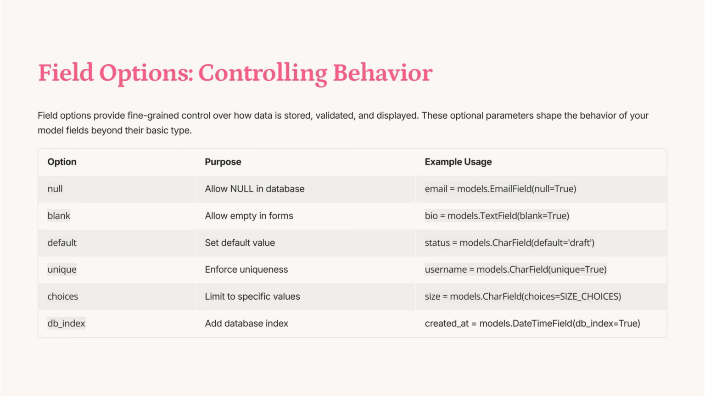Field options in Django models offer control over data handling. Null allows null values in the database, while blank permits empty form fields. Default sets initial values, and unique ensures distinct entries. Choices restricts values to predefined options, and db_index optimizes query performance by adding indexes.